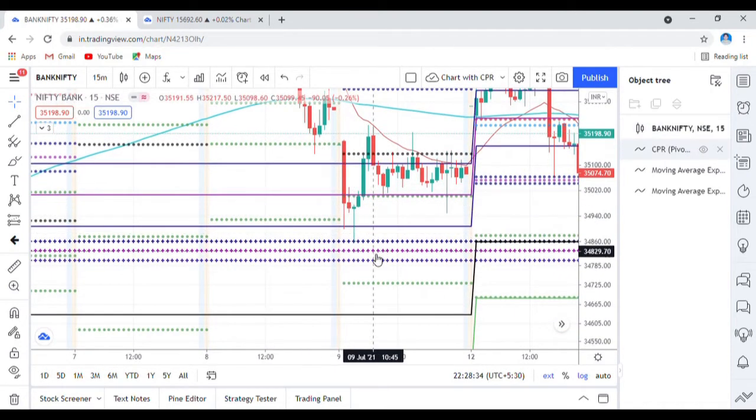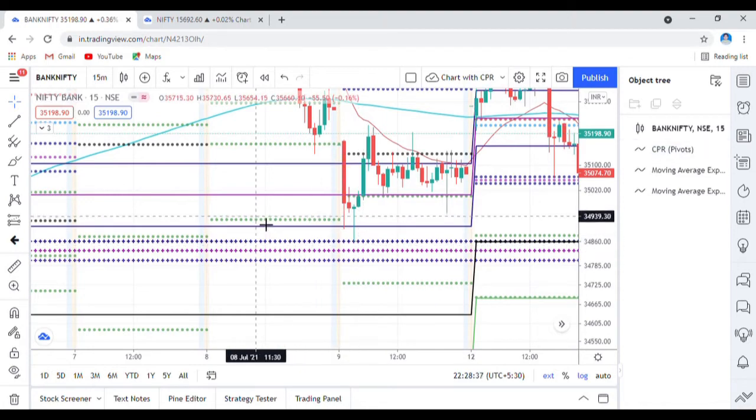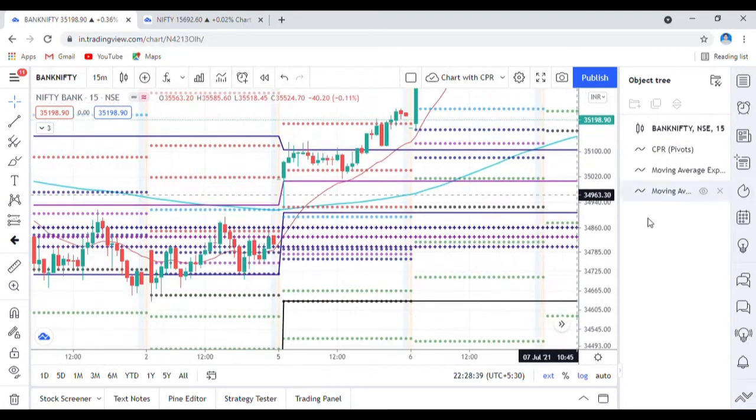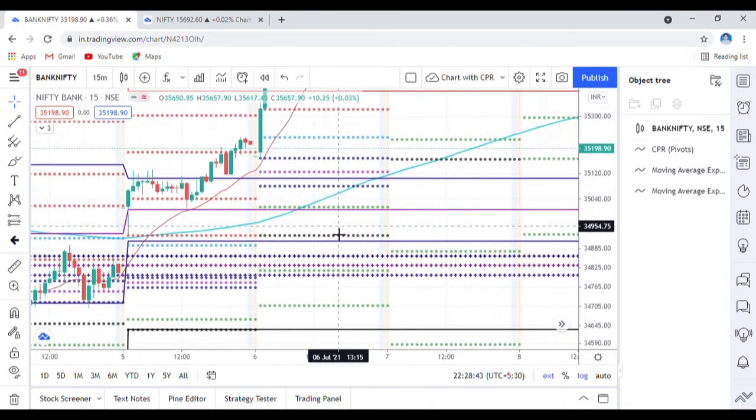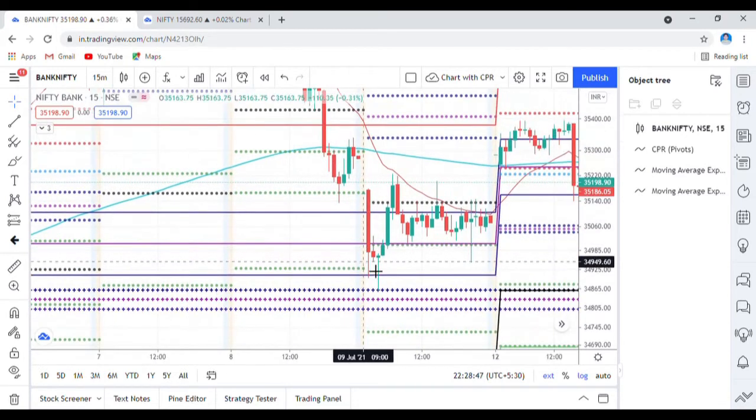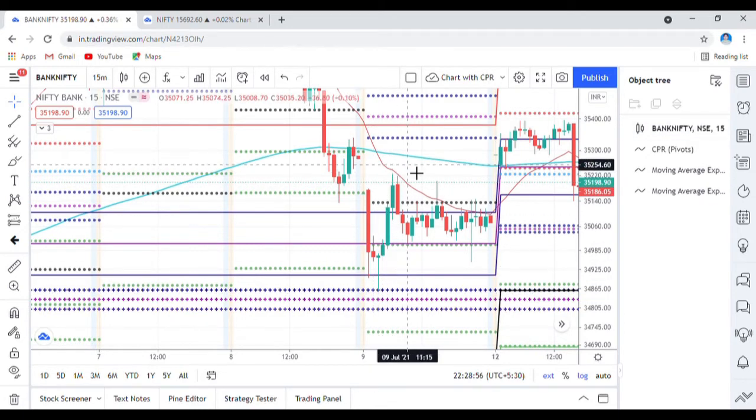It went all the way till the monthly CPR and it even covered the gap which it had created on the 5th of July. Now that gap order becomes the support. So from there again it took the support and the market started taking support and it went sideways.